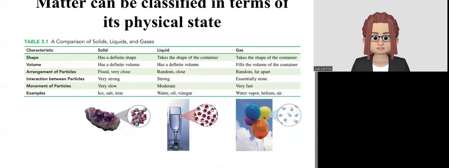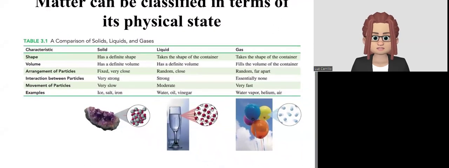Lastly, if a particular substance is found in gas form, we can see that it takes the shape of the container, just like we saw with the liquid. But different from the liquid, a gas is going to fill the volume of the container. Those particles will be arranged randomly and they will be very far apart. The interaction between the particles is essentially none, and the movement of them is very fast.